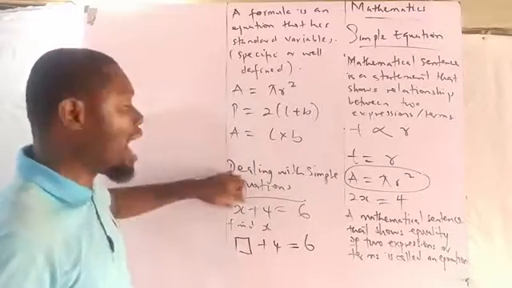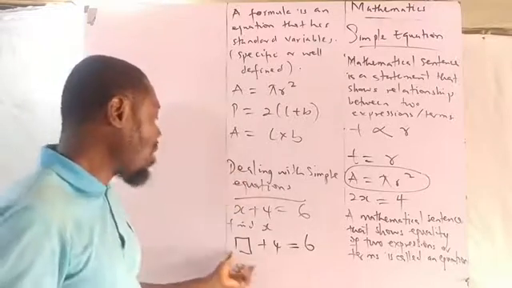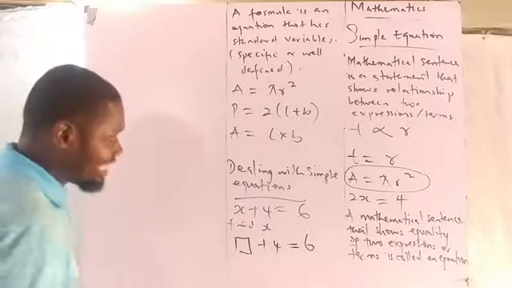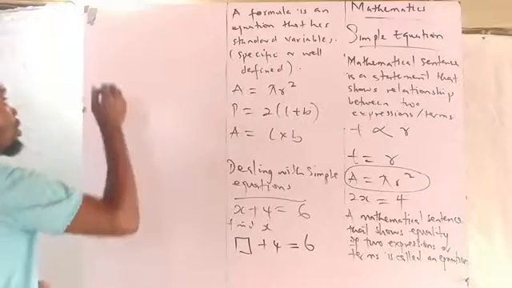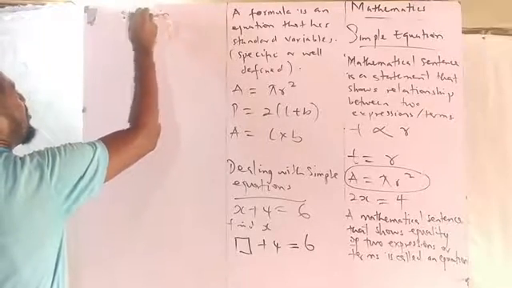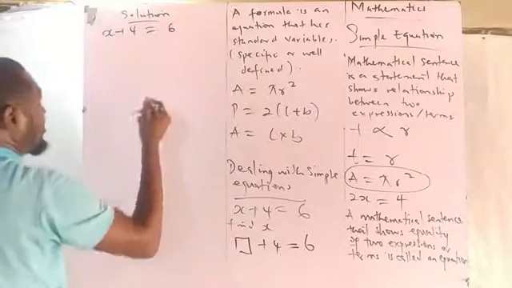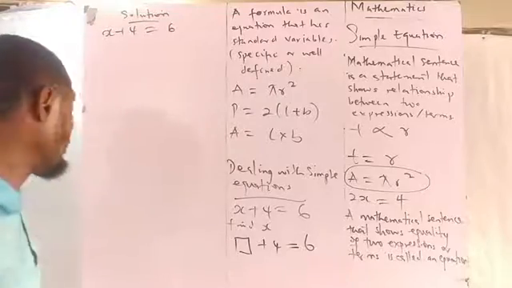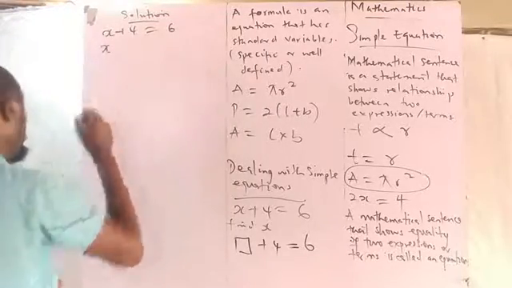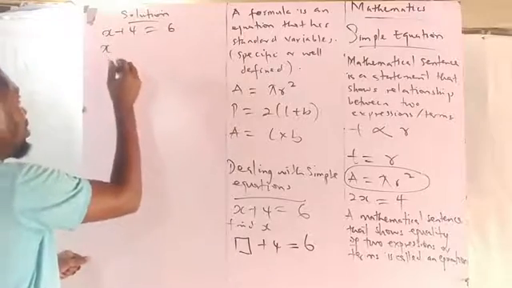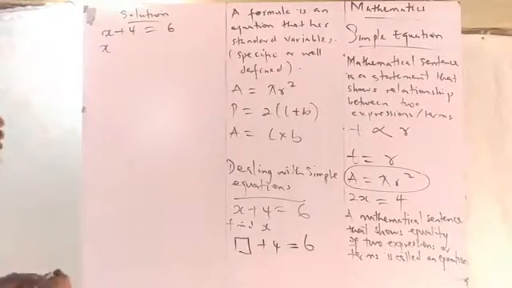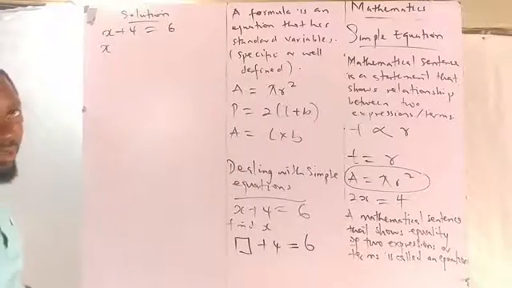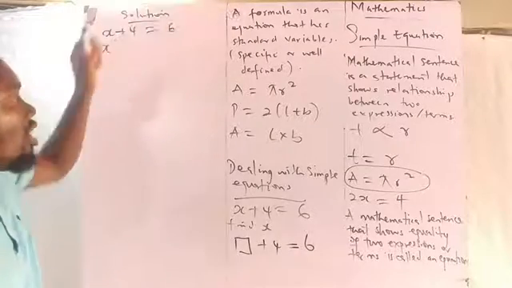The box could also be Y, T, or P. So you want to find the value of X. Then let us deal with that solution. You have X plus 4 is equal to 6. You want to find X. To find X simply means you should make X stand alone. If X is going to stand alone, then plus 4 will leave to the other part of the equation.